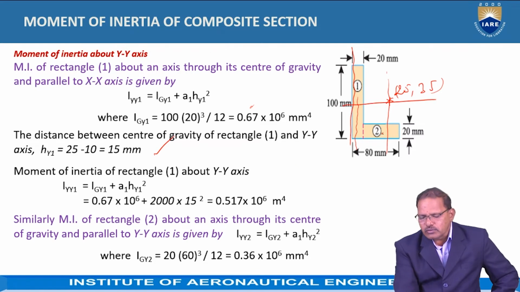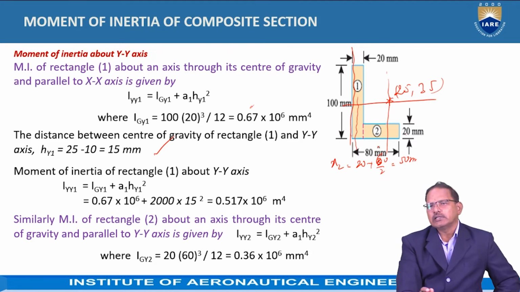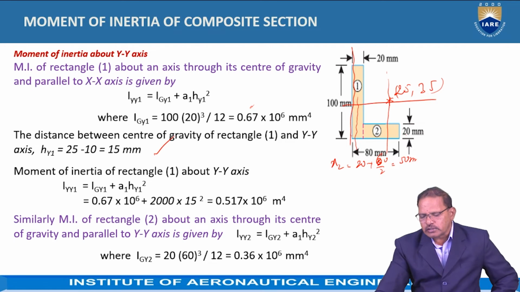Similarly, for rectangle 2, the center of gravity lies at a distance of x2, which is equal to 20 plus 60 by 2, which is equal to 50 mm. But the center of gravity of the whole section is at 25. That means, when we are measuring with respect to the y-axis, we have to take the difference of x coordinates. That is 50 minus 25, which is equal to 25 mm. That is h by 2 is equal to 25 mm.